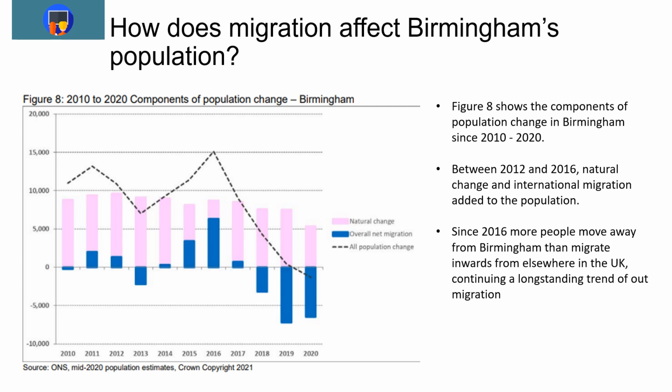This continued a long-standing trend of outmigration and reduced Birmingham's population. Pause the presentation for a few minutes and copy down the 3 bullet points on page 15, please.